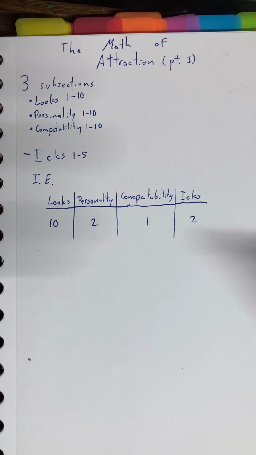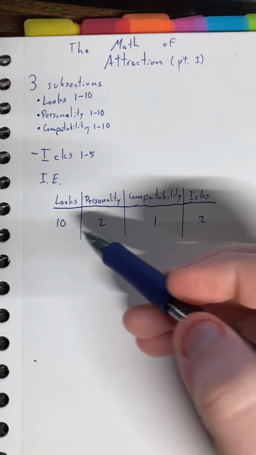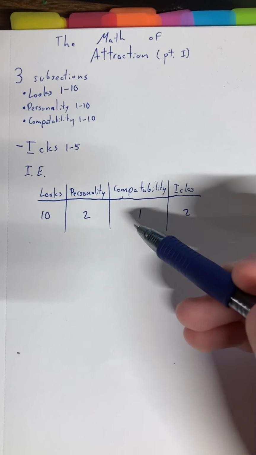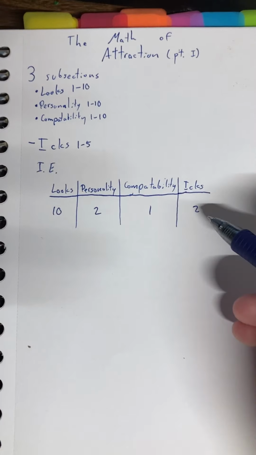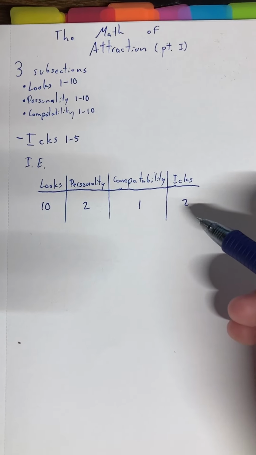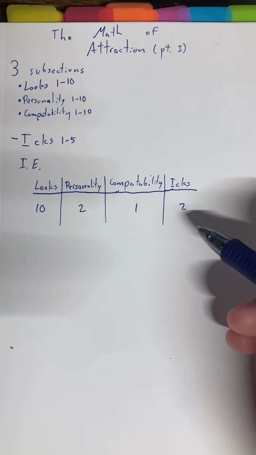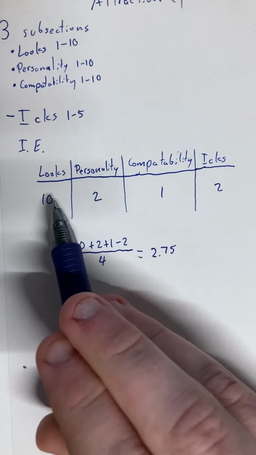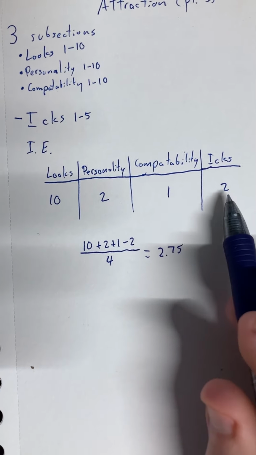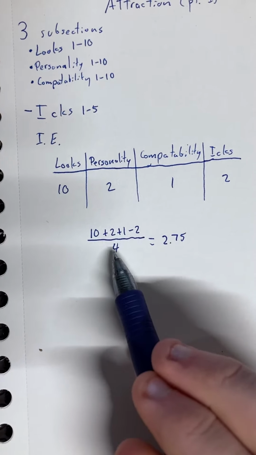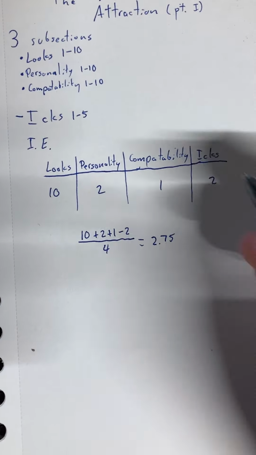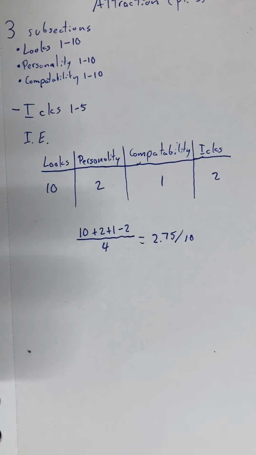So here we have our first example. She looks amazing, not the greatest personality, and you guys don't get along at all. And then let's say she chews with her mouth open and constantly says the word like. What you're then going to want to do is add up these three values, and then you're going to subtract X and divide the total by 4. So in our case, our superstar model got 2.75 out of 10.